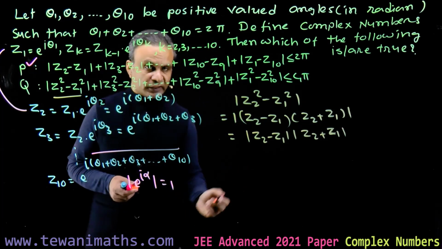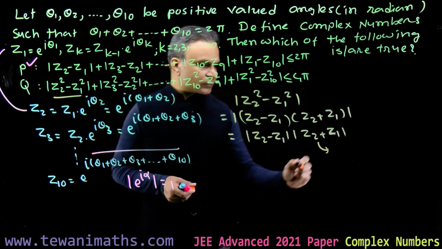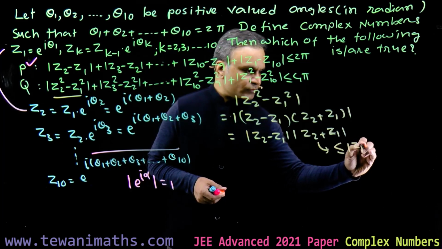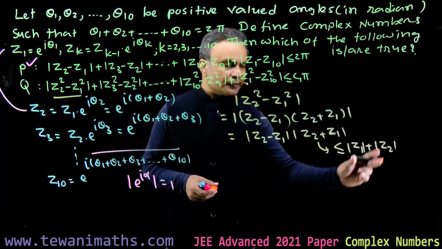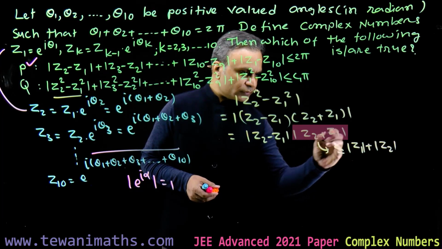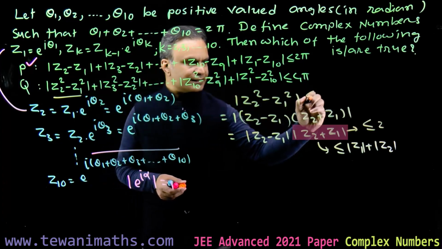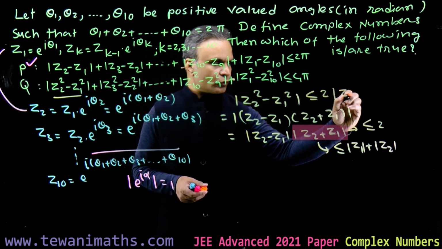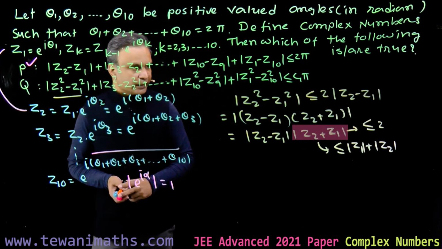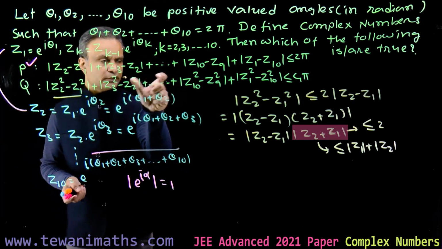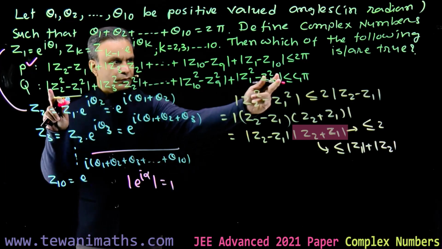Now we use the inequality that modulus of Z2 plus Z1 is less than or equal to modulus of Z1 plus modulus of Z2. Each of these two values is 1, so this is less than or equal to 2, so this will be less than or equal to 2 times modulus of Z2 minus Z1. Similarly we have inequality for other terms.